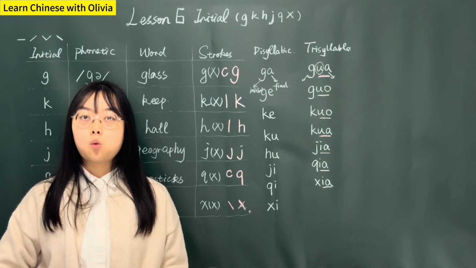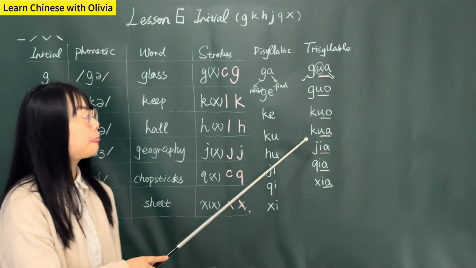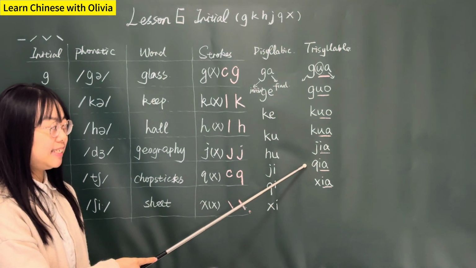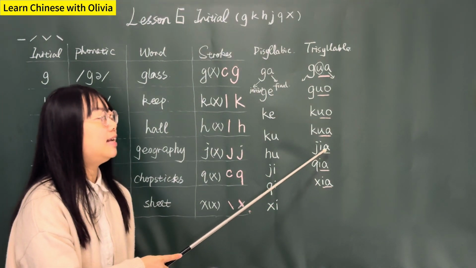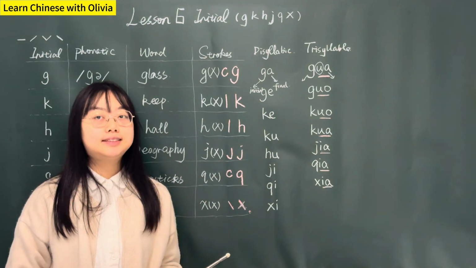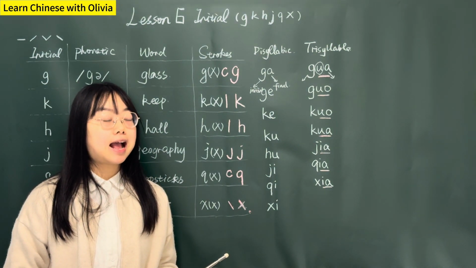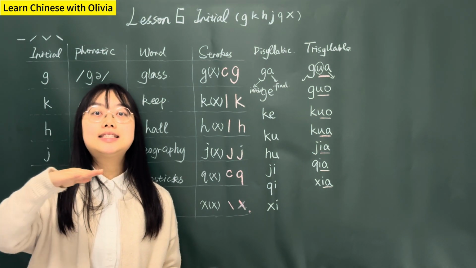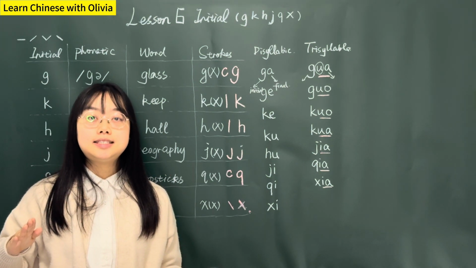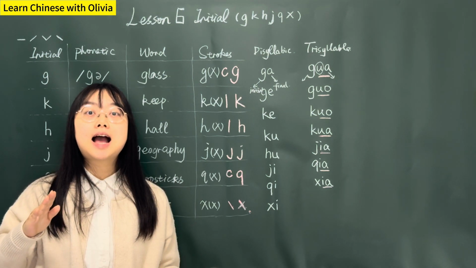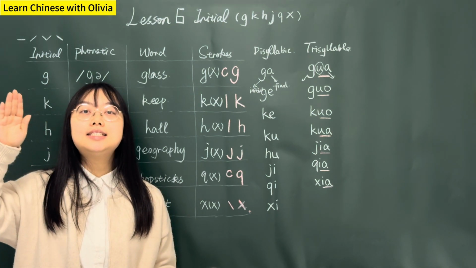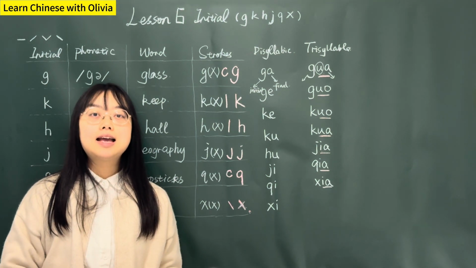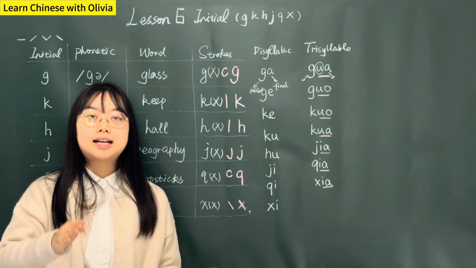And for the next three, G, chi, she, right? And for this one, ji, ya, jia. Ji, ya, jia.